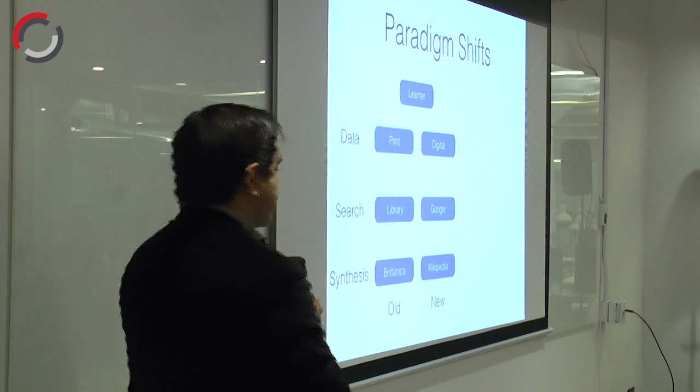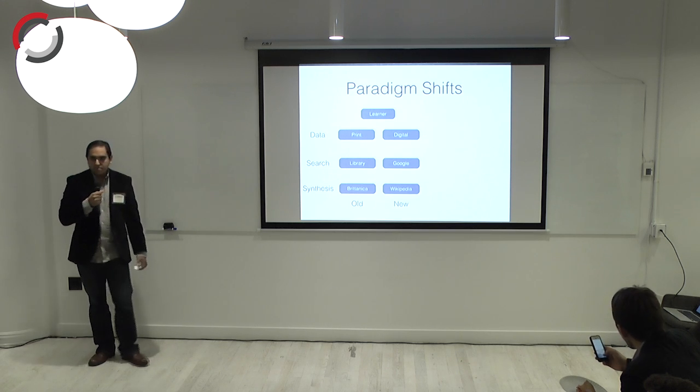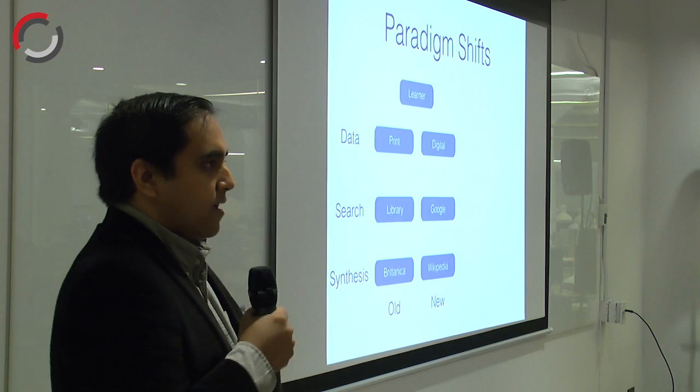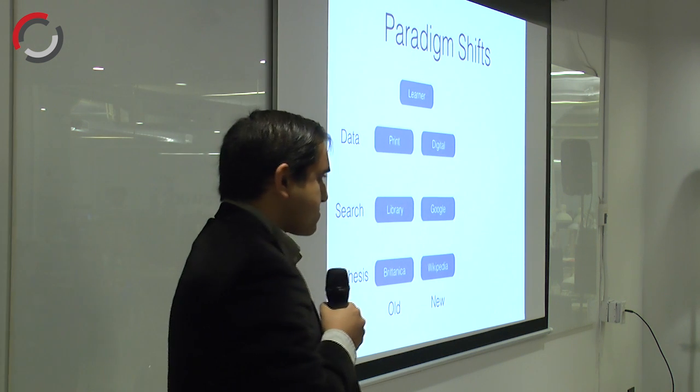Right now, we're looking at digital data. If you want to search for something, you go to Google. And if you want to get a quick synthesis, you go to Wikipedia.